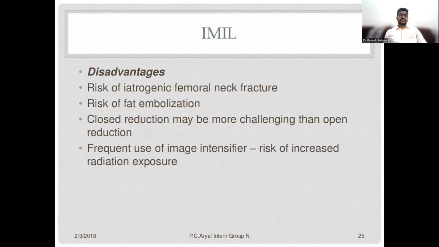Now, the disadvantages are the risk of iatrogenic femoral neck fracture while performing the entry for a femoral interlocking nail. There is a risk of fat embolization as intramedullary reaming is required. Closed reduction may be more challenging than open reduction. Sometimes it is very difficult to achieve the closed reduction. And with frequent use of the image intensifier, there is a risk of increased radiation exposure among the operating personnel.